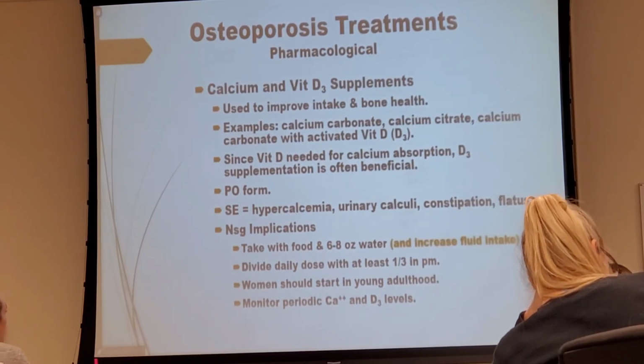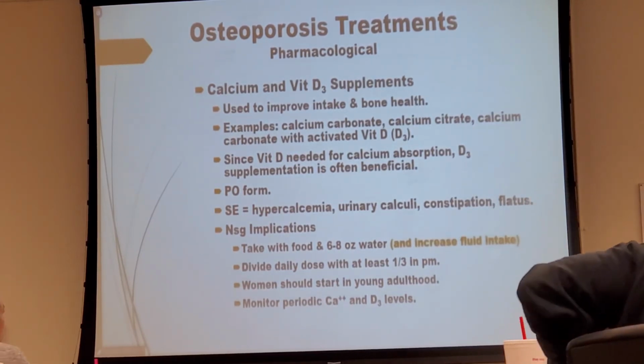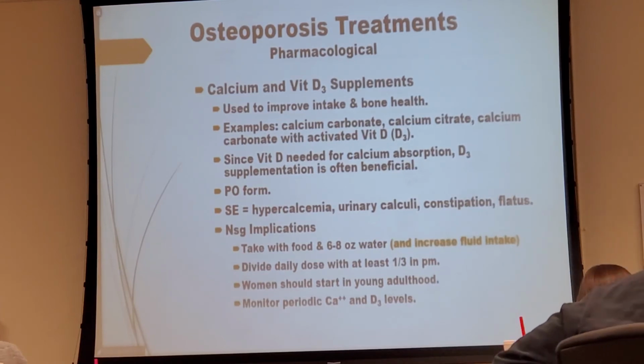Are there any of those side effects that might help prevent? It would help with constipation. Any others? Urinary calculi is the other. So if we keep things moving better, we're less likely to form those things too.